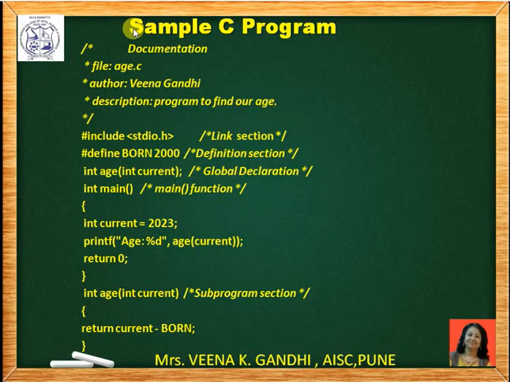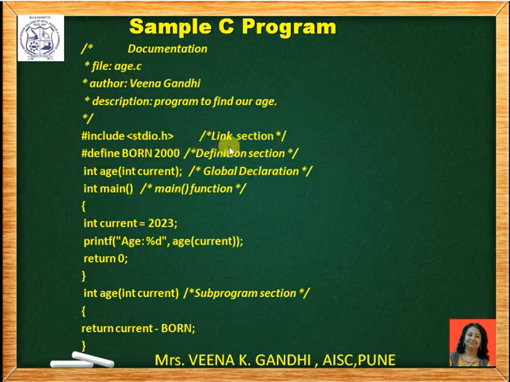Let us see example of C program. Now first section is documentation section. It contains comments. In comments, we can add file name, programmer name, description of the program, date and time. Now comments start with /* and end with */. This section is optional part, but it is good practice to add the documentation in the form of comments so that anyone can understand the program's objective.